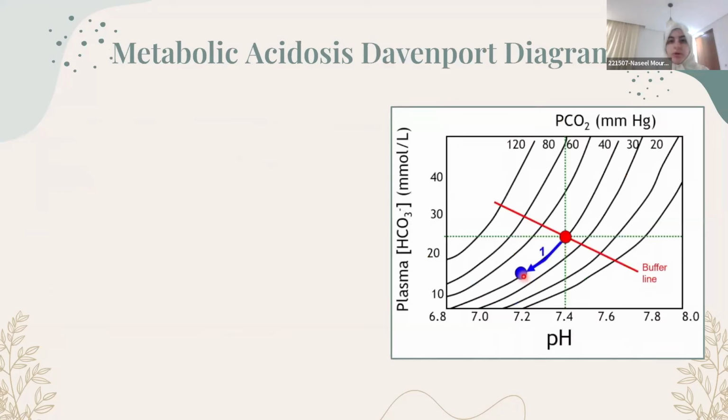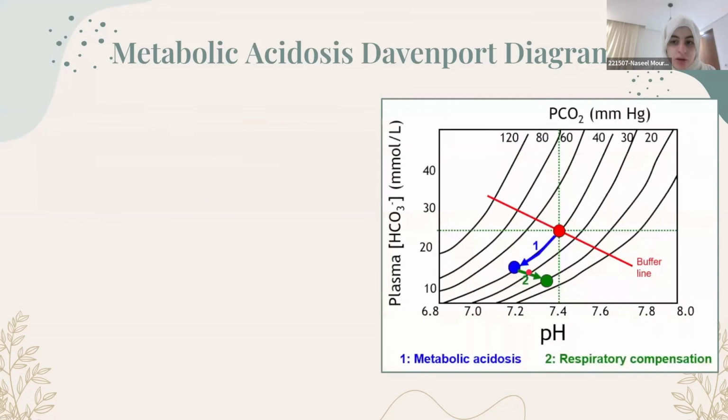Okay, so now we're going to extrapolate the metabolic acidosis onto the Davenport diagram. So we said that your change is not in the CO2. Your CO2 is the same, so you're moving along this curved isobar of 40. You're going from this dot to this dot. Now what happens here? Your pH went down. It went from 7.4 to 7.2. Now what happens to your bicarbonate? It also went down. First you were at 24 and now you are at about 15.